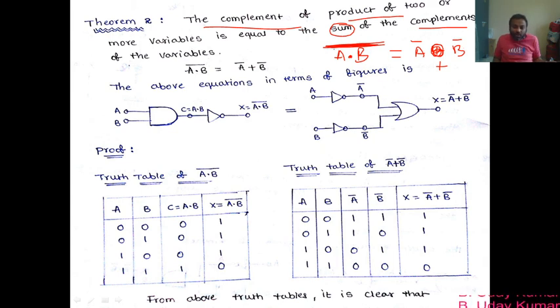So the complement of the product of two or more variables is equal to the sum of the complements of the variables. This is the mathematical conversion of the statement of De Morgan's second theorem. I hope the statements are very clear here.